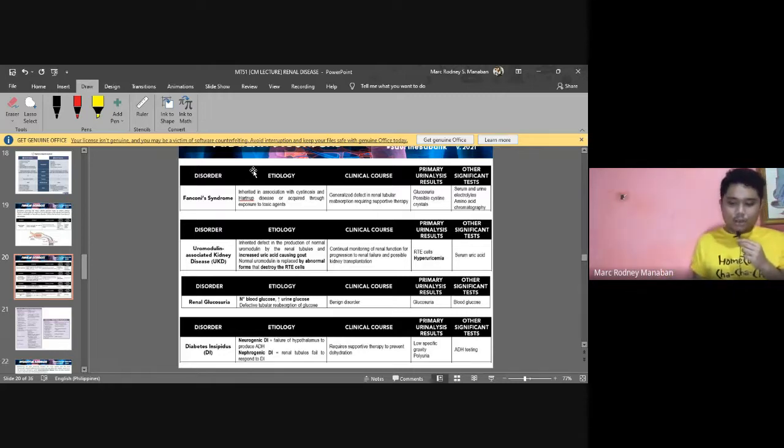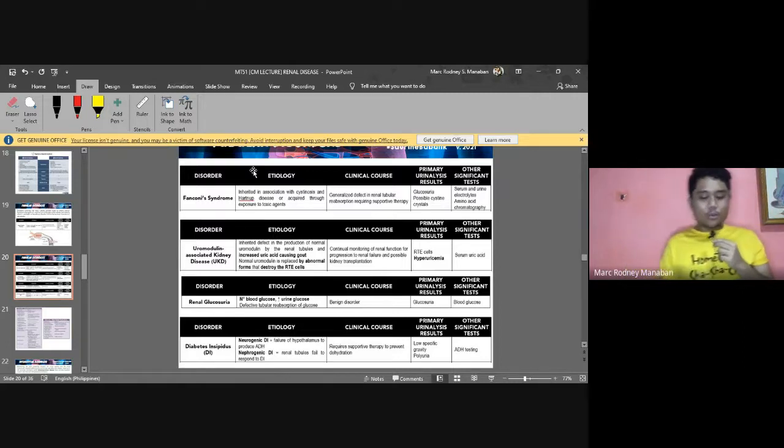Okay, so for clinical course, continual monitoring of renal function for progression to renal failure and possible kidney transplantation. So, it can progress to kidney failure. UA results, of course, RTE cells and hyperuricemia. So, other significant tests, of course, uric acid levels. Because again, the mutation is always a 2-in-1. The gene that is involved in the production of normal uromodulin is defective, and aside from that, that same gene also leads to the increased production of uric acid. Okay, all right, that's for UKD.